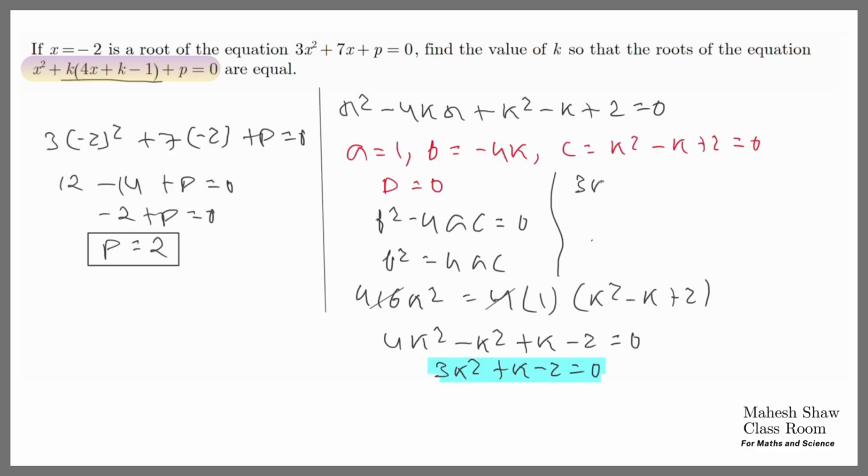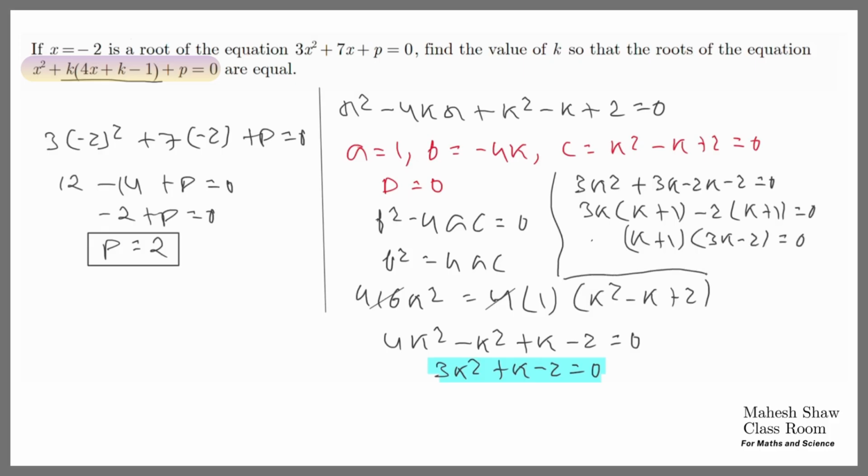That's possible. If I write 3k square, I can write k as what? 3k minus 2k minus 2 equals 0. From first two terms, we have 3k as common. So that results to give you k plus 1. If I take negative 2 as common from here, we get k plus 1 again equals 0. Now throughout k plus 1 is common. So we can write this as 3k minus 2 equals 0.